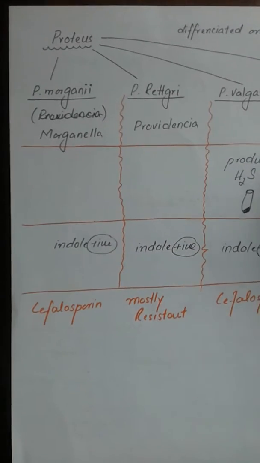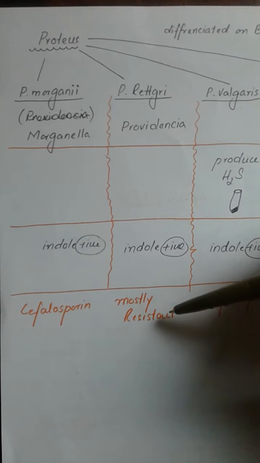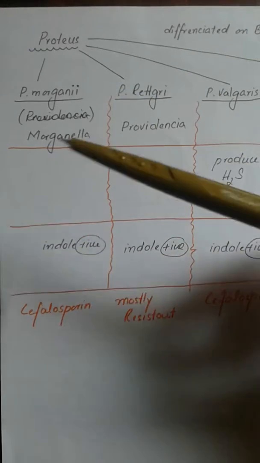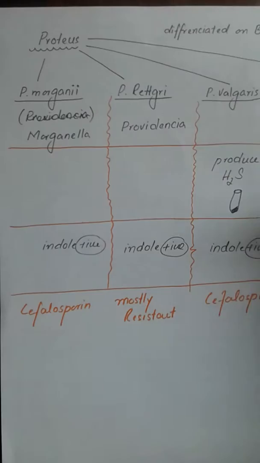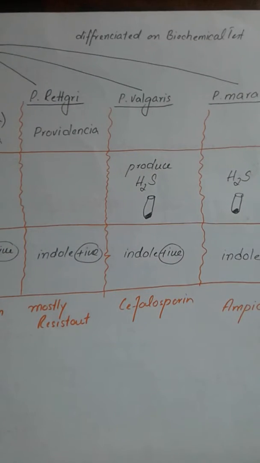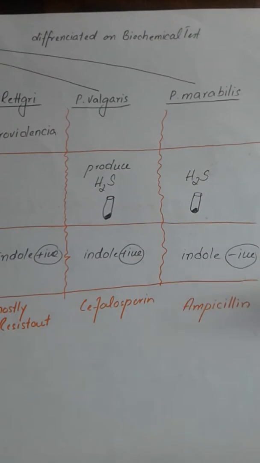Now, how do we treat this organism? If you have Providencia, this organism is mostly resistant and you will need a lot of antibiotics to overcome it. But if it is Morganella, you only need cephalosporins, whereas P. vulgaris also needs cephalosporin, whereas P. mirabilis, which is indole negative, is responsive to ampicillin.